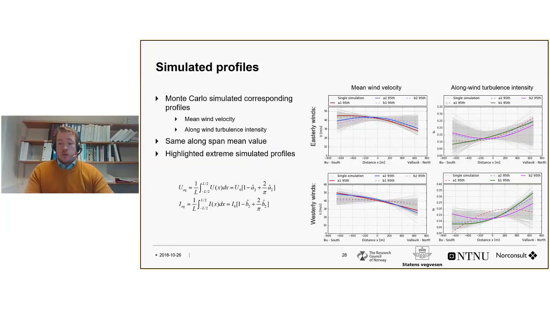So utilizing the normalized format of the wind profile model, we can simulate profiles from this probabilistic model that have the same along-span mean, so we can compare the effects between them. And these are 1,000 simulations of wind profiles. One simulation will give one mean wind velocity profile and also one along wind turbulence intensity profile, so these are not independent. And in these plots, we have highlighted the extreme non-uniform profiles corresponding to the 95th percentile of each non-uniformity coefficient. So they can represent an indication of an extreme situation.